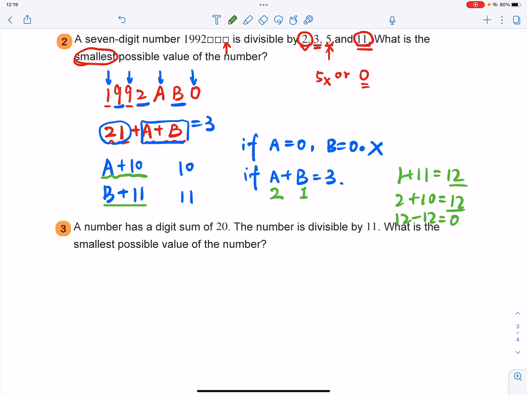So we're going to get the smallest possible value. And the number is just 1992210. That's it. That's the solution to this question.